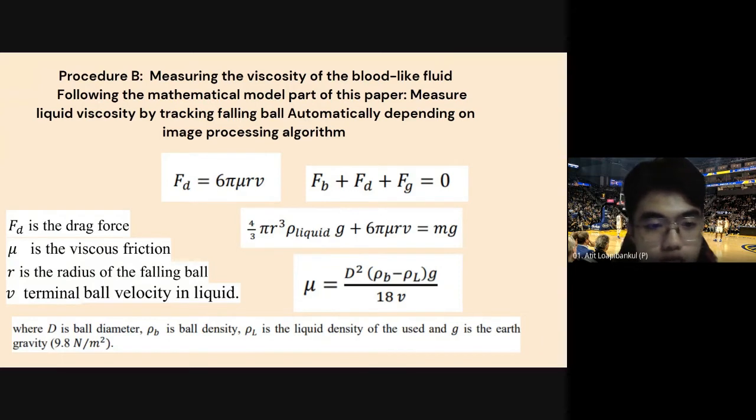Fd is drag force, mu is viscous friction. This is the thing that we want to find. And r is the radius of the falling ball. V is the terminal ball velocity in liquid. And D is the ball diameter. Rho B is ball density. Rho L is liquid density. And G is the earth gravity, which is 9.8 newton per meter squared. And this is the formula we're talking about in the next slide. Next.